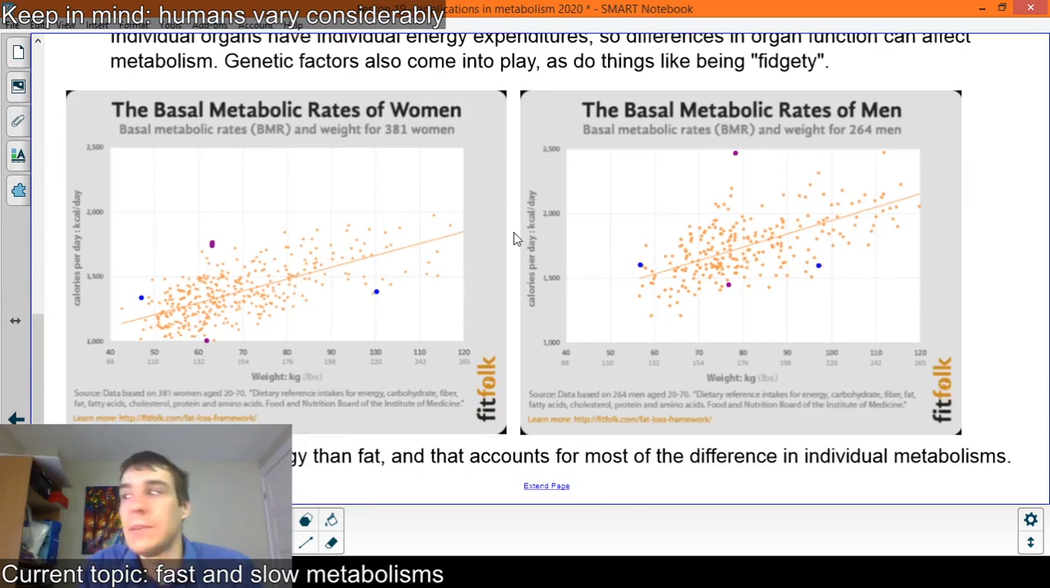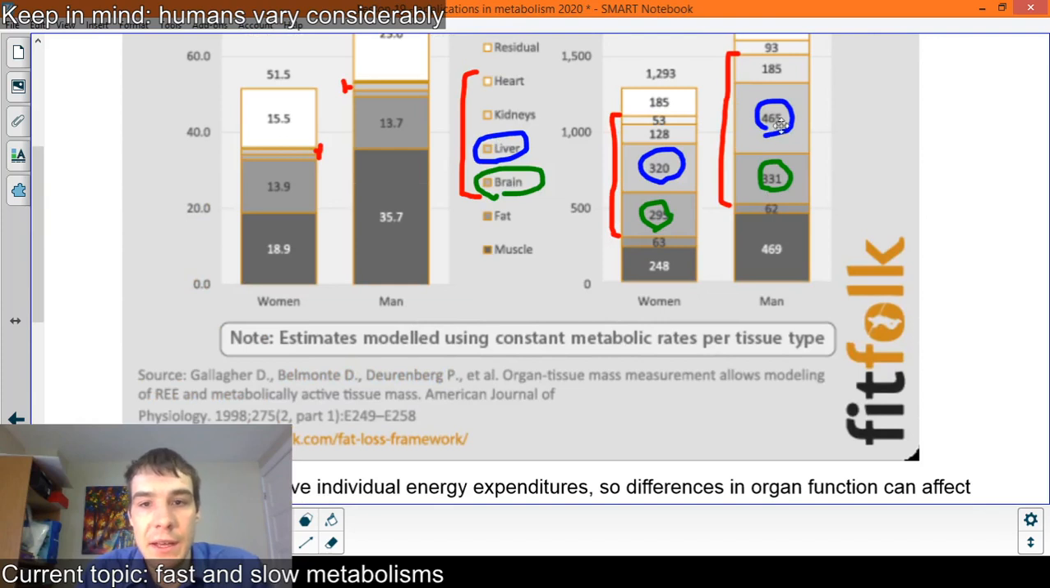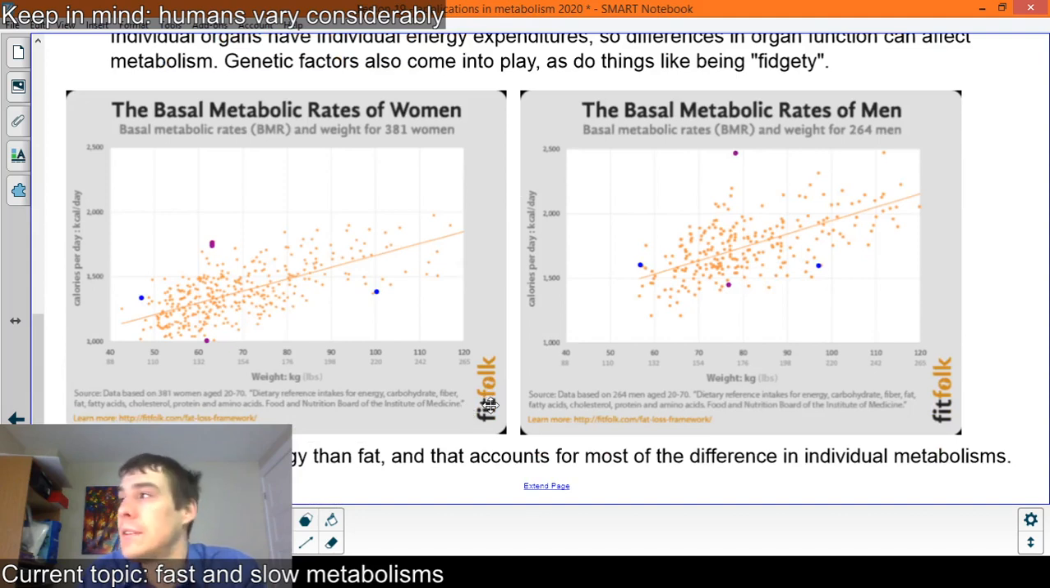If you have certain organ diseases, maybe your kidneys don't work very well, they're going to have to work harder to do the same work as normal kidneys, so they'll be using more energy. Or maybe you have some liver problems. Sometimes that'll make your liver work harder. Sometimes it'll make your liver work less hard. So yeah, that's the kind of stuff.